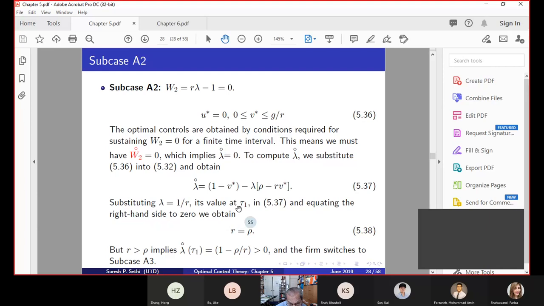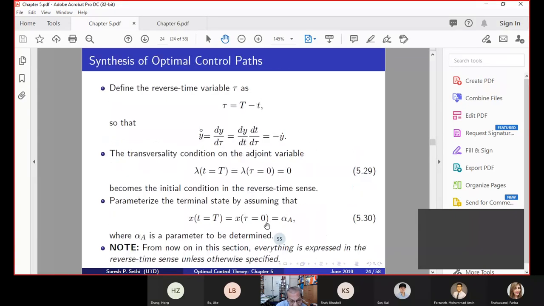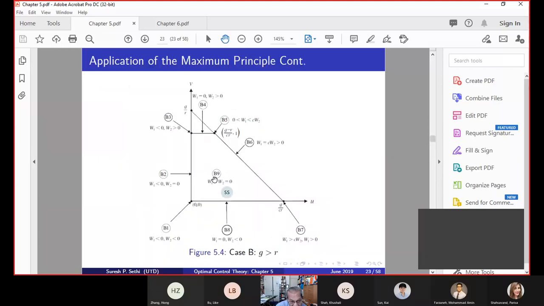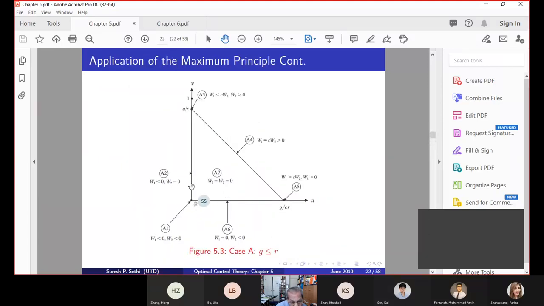And when I do that, I can find out that the only time I can maintain this lambda circle equal to 0 is if r equal to rho. So if r equal to rho, it doesn't matter whether I get dividend or not, because if I get a dividend, I get it. If I don't get a dividend, I'm earning money exactly equal to the dividend, and I will get that money anyway. On the other hand, that is again kind of a trivial solution. But in a trivial solution, it says that after I leave 0, 0, I can be anywhere on this line.